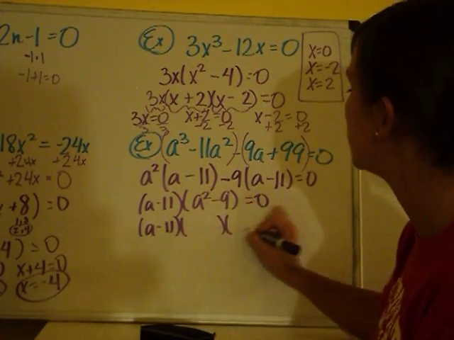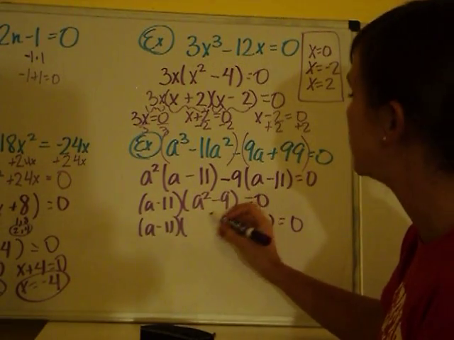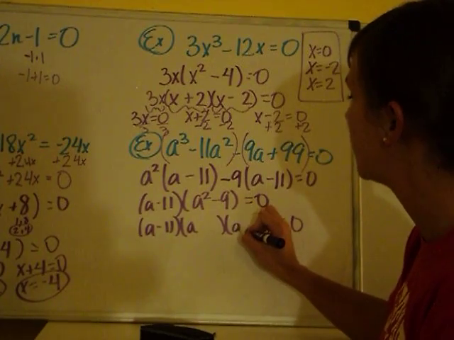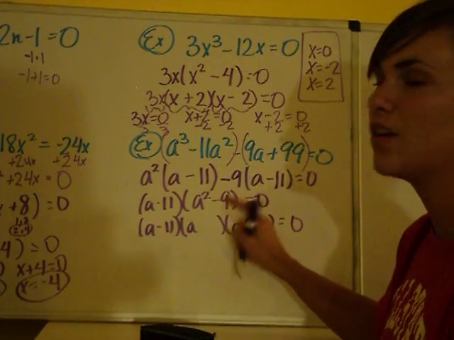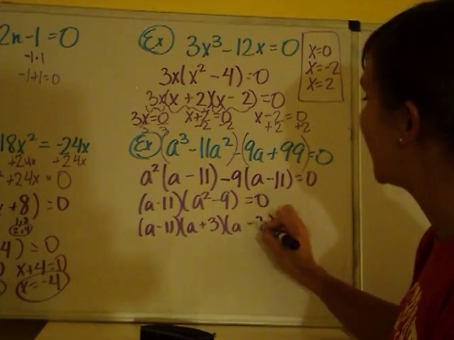Okay, difference of two squares is two brackets. What is being squared to get a squared? You said a. You are correct. What is being squared to get 9? 3. I do my little plus minus.